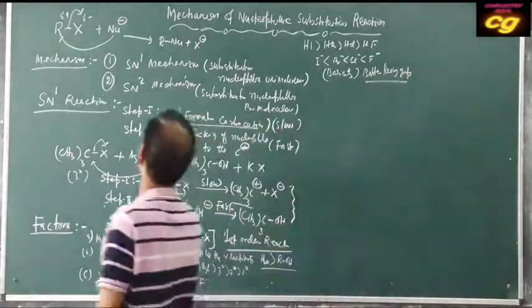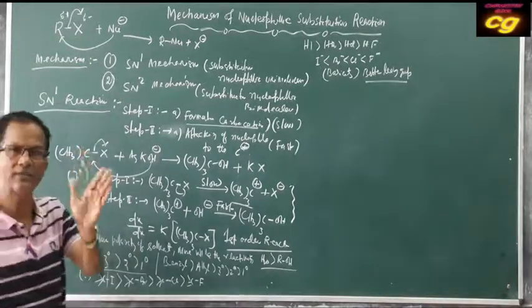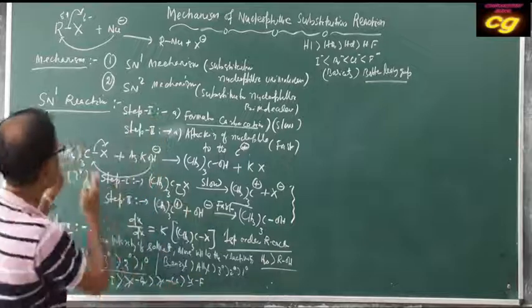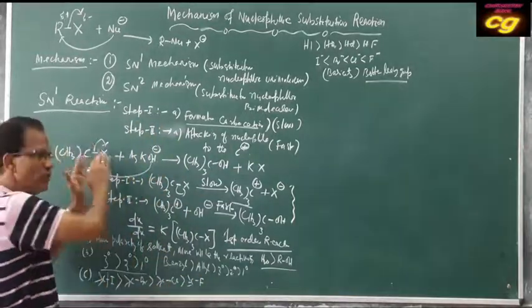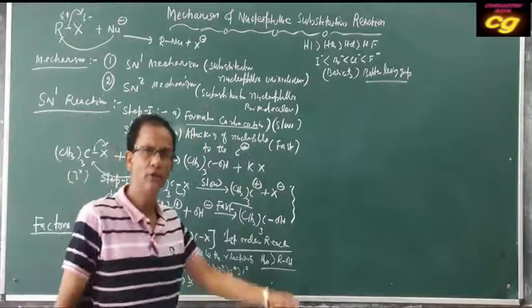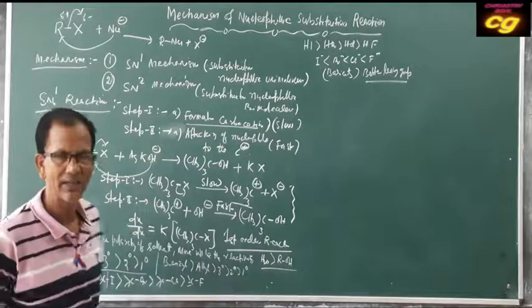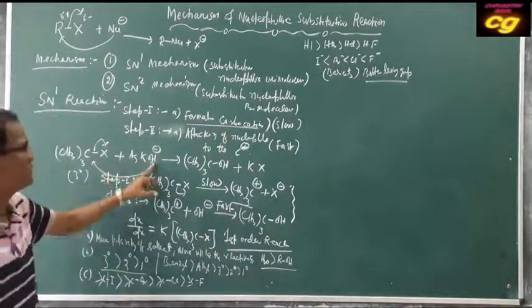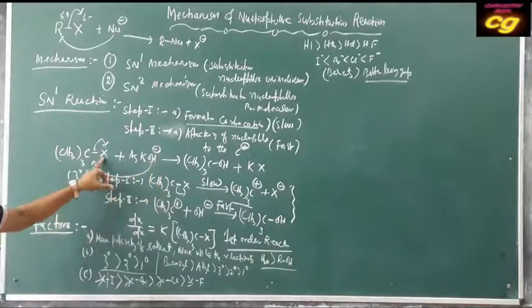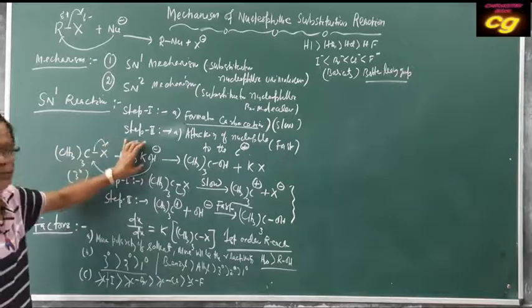Remember, X is called the leaving group and the whole molecule is called the substrate. Substrate has two parts: one has partial positive charge, another has partial negative charge. The group which is removed is called the leaving group, and the group which is attached to the carbocation is called the nucleophile. So they are very important. OH minus is the nucleophile, X is the leaving group, and the whole is called the substrate.